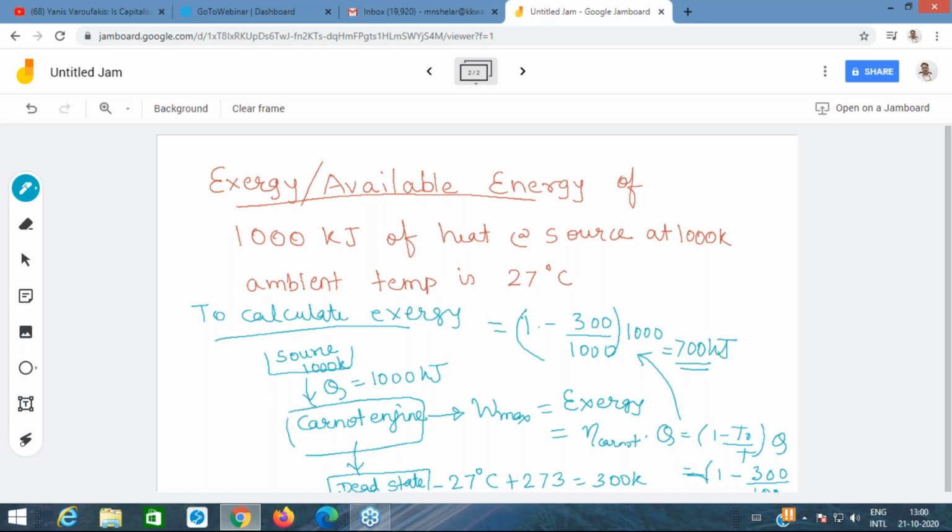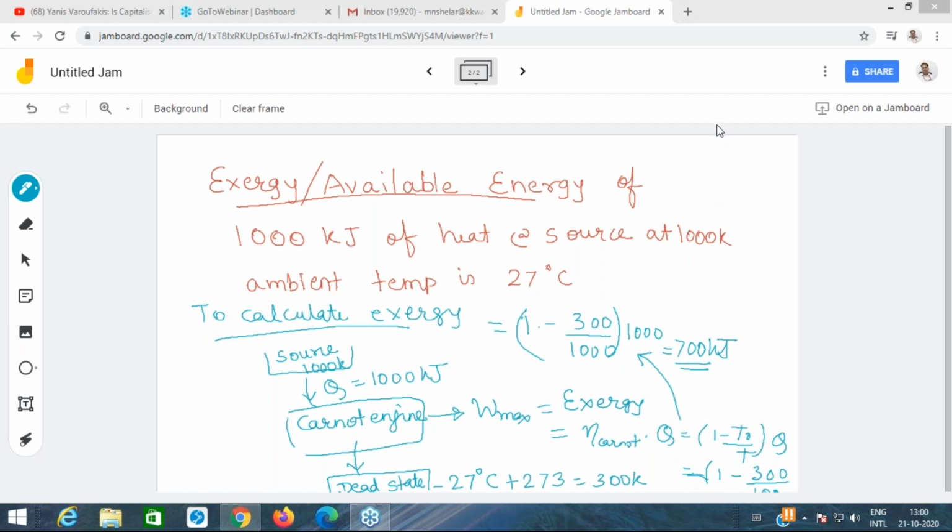So the thought exercise we need to do to calculate exergy is to assume that the heat whose exergy is to be found is supplied to a Carnot engine which operates between the source temperature and dead state temperature, and the work output of that Carnot engine is then the available energy or exergy. Is this understood now? I hope this is clear to you. So the answer is the available energy of 1000 kilojoules of heat, which is at 1000 Kelvin, is equal to 700 kilojoules.